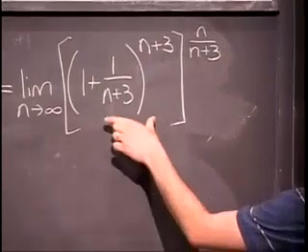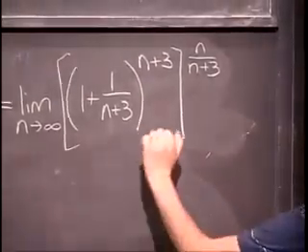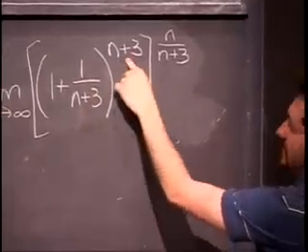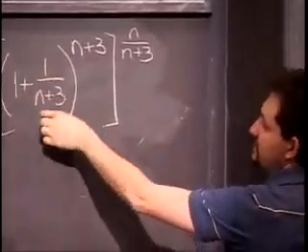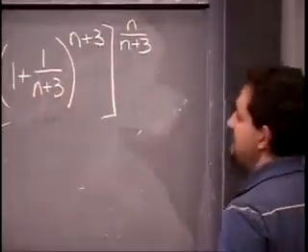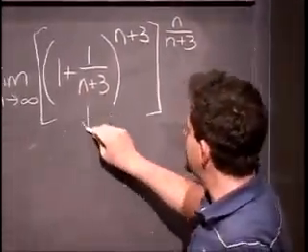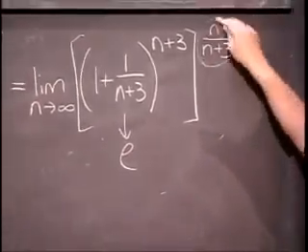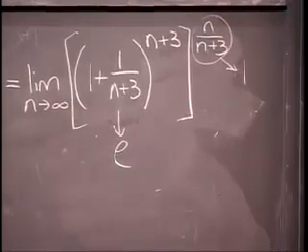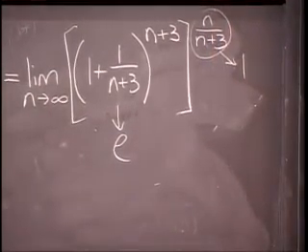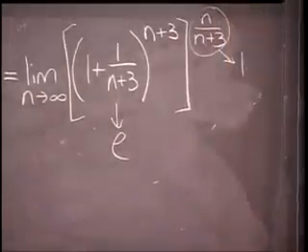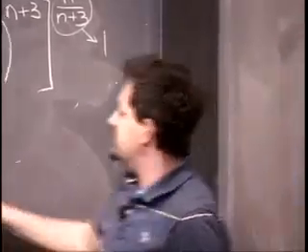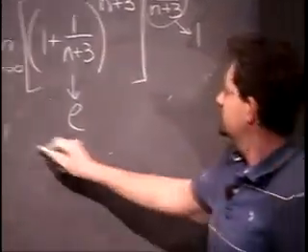Well, what do you think happens to this? This is 1 plus 1 over large number to the same large number. It doesn't matter that it's n plus 3. We can replace n plus 3 by m in both places here. And so everything in this parentheses goes to e to the 1. As for this power, that also goes to 1. N plus 3 and n, the ratio is just, well, it's easy to see that it's 1. Just divide top and bottom by n. And so this limit is e to the 1, which is e.